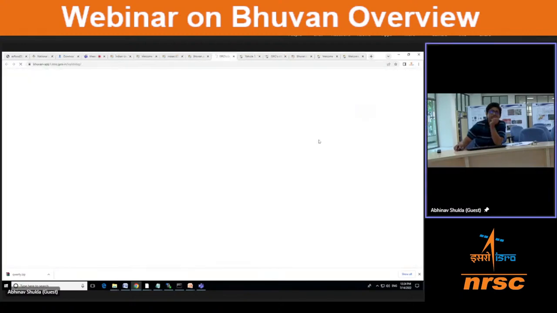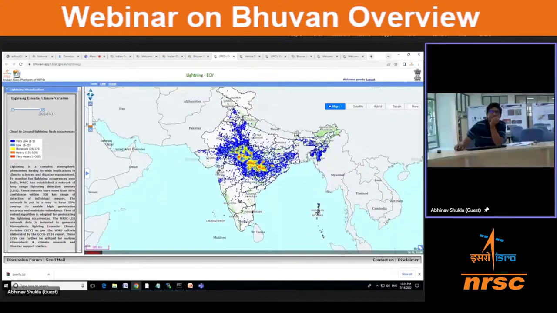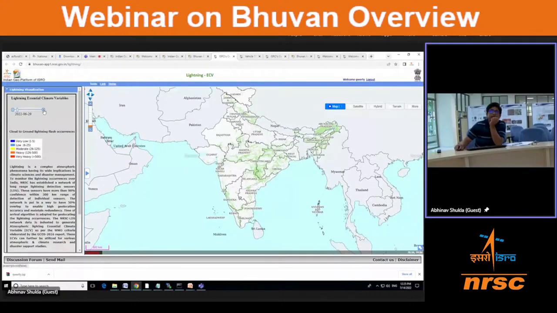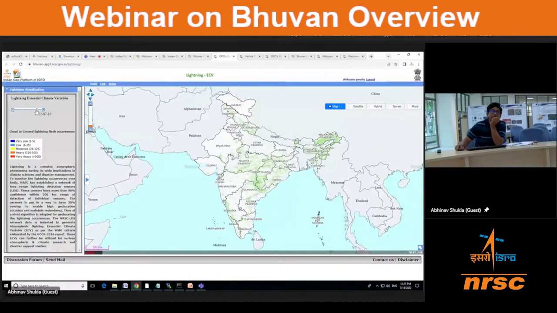So this is the Lightning product. Here date-wise lightning information is shown, with the whole of India divided into grids. Date-wise, you can see whatever lightning pulse has been recorded. You can change the date.